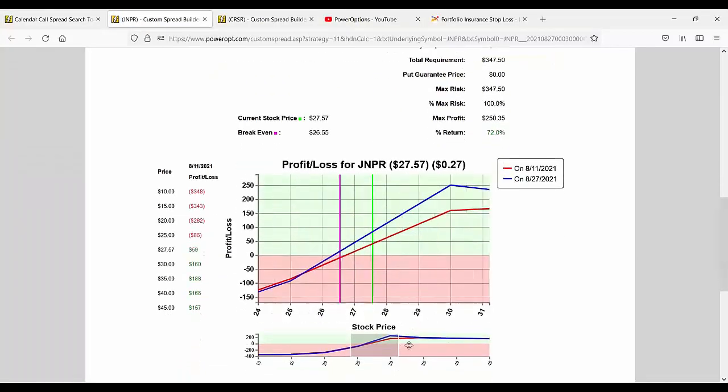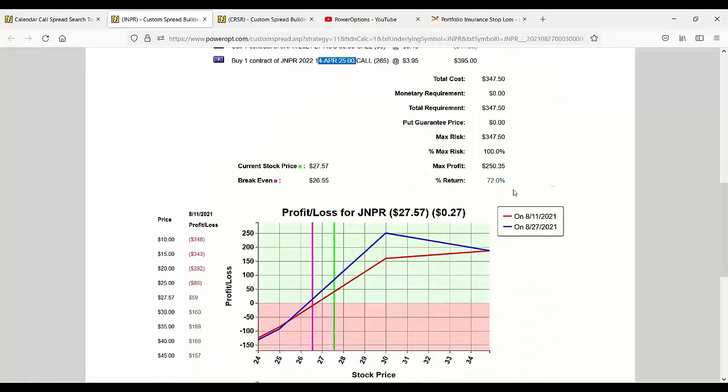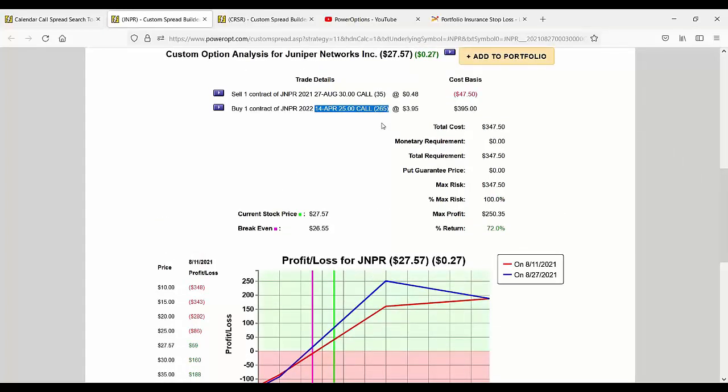Okay. So, the Juniper trade. Paying a debit of 347.50, but seeing a max potential return of 250 when the stock is trading at $30 on August expiration, using the theoretical pricing models to determine what the April 25 strike would be. The return that's shown in the search tool and here on the profit and loss chart is based on the idea of selling to close that April call that would still have 235 days of time value, not buying the stock at 25 and selling it at 30.